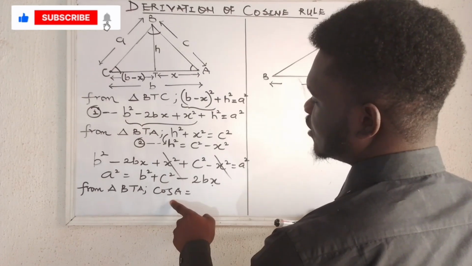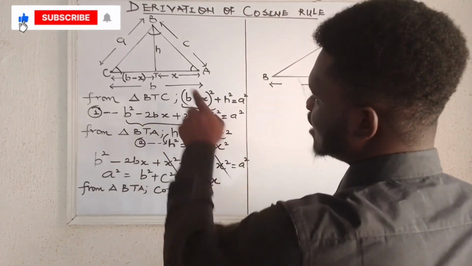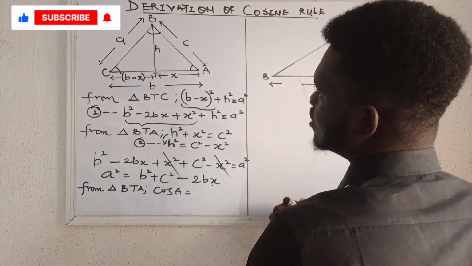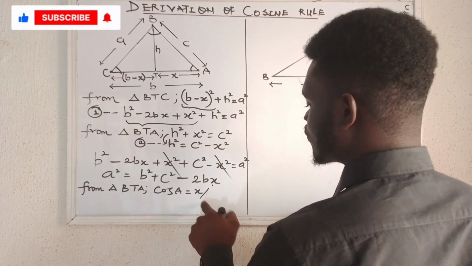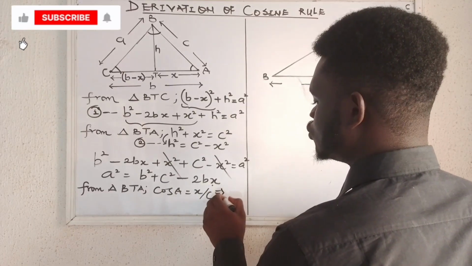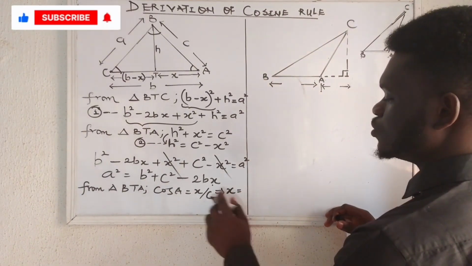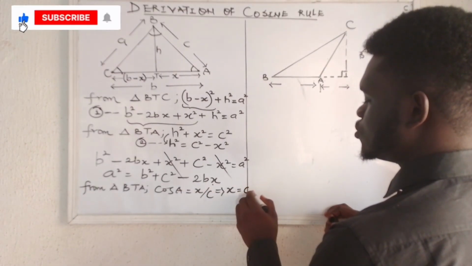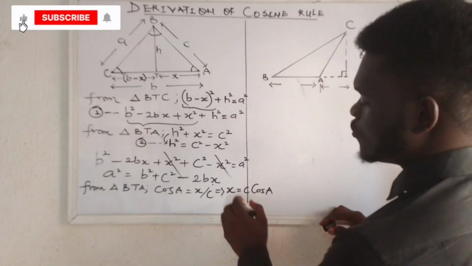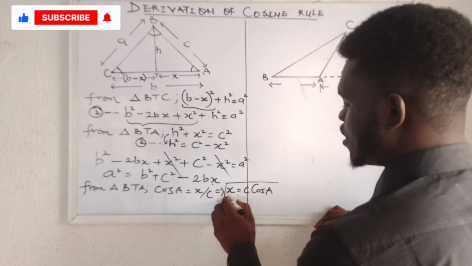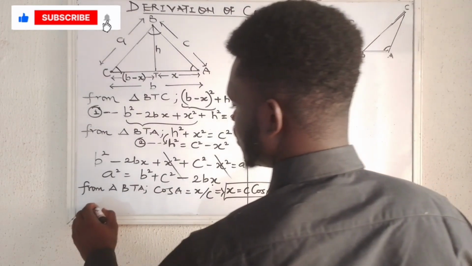So if you check that now, cos is always equal to adjacent over hypotenuse. That adjacent is x over the hypotenuse, which is c. So we have x over c. Making x the subject of the formula from here, x finally will be equal to c cos a. Yes, x will be equal to c cos a. So we have gotten the value for x.